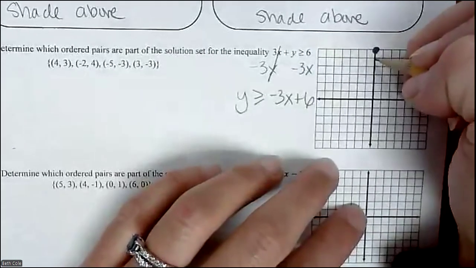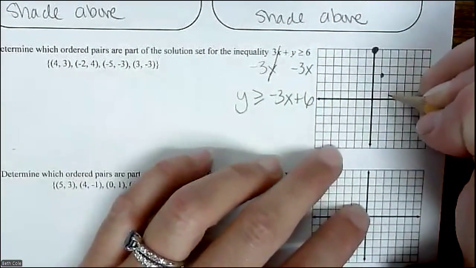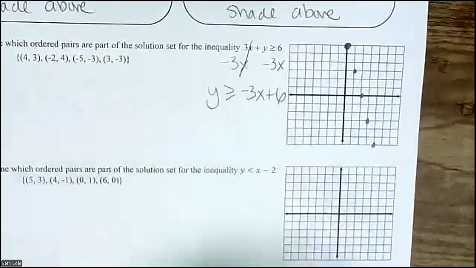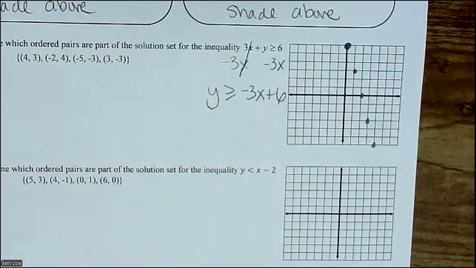Good. So from that point, you're going to go down 3 over 1, down 3 over 1, down 3 over 1. If you can count to 3, you can do it. Go all the way to the edge. How many points do I have to plot, Ms. Cole? All of them.